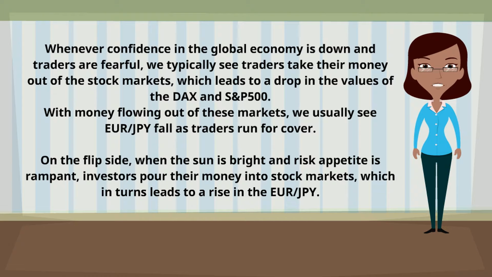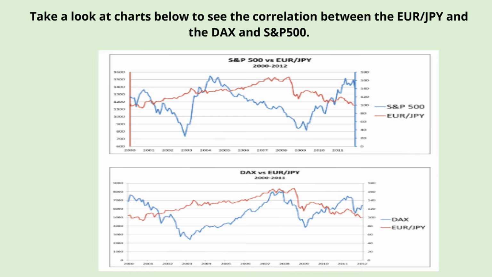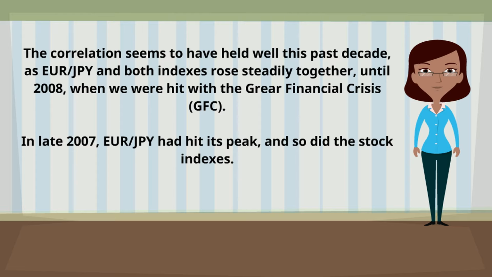On the flip side, when the sun is bright and risk appetite is rampant, investors pour their money into stock markets, which in turn leads to a rise in the euro to Japanese yen. Take a look at the charts below to see the correlation between the euro to Japanese yen and the DAX and S&P 500. The correlation seems to have held well this past decade, as euro to Japanese yen and both indexes rose steadily together, until 2008, when we were hit with the Great Financial Crisis, GFC. In late 2007, euro to Japanese yen had hit its peak, and so did the stock indexes.